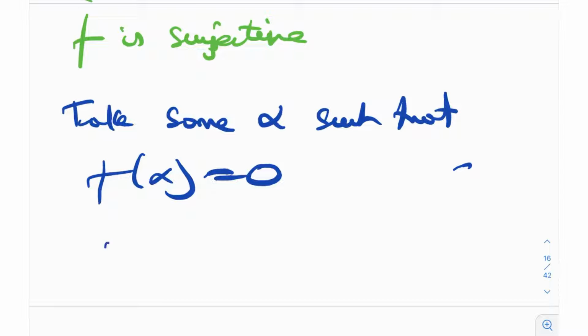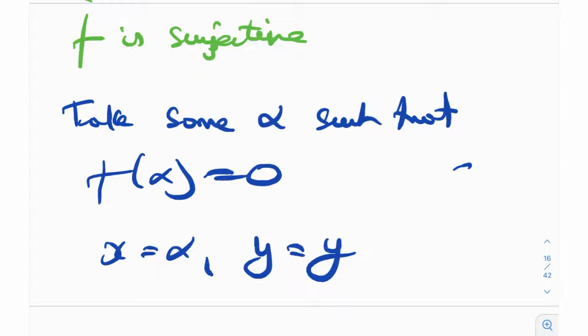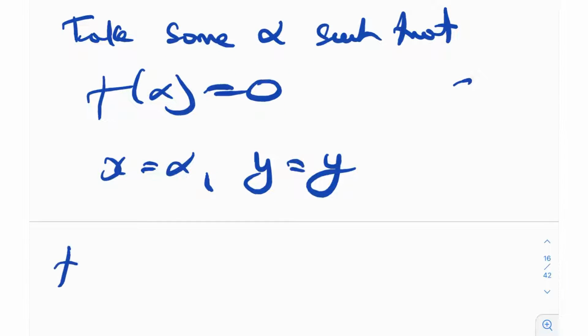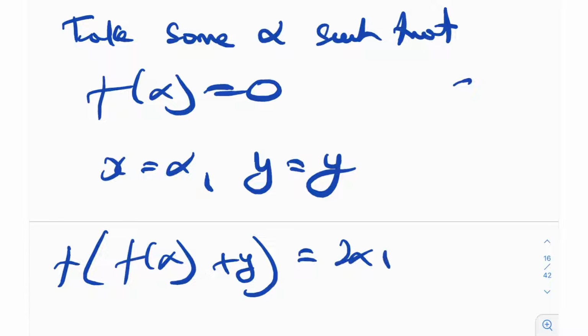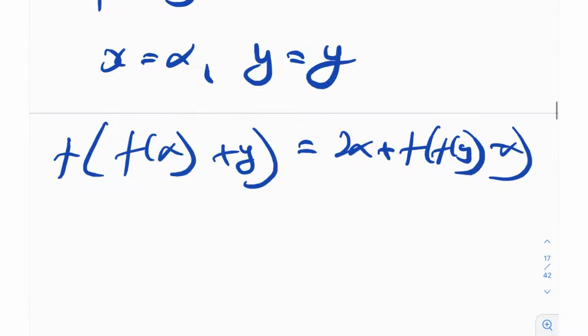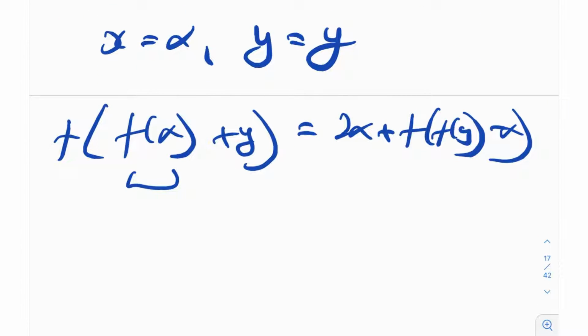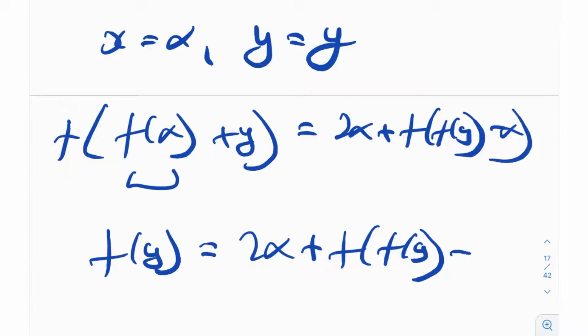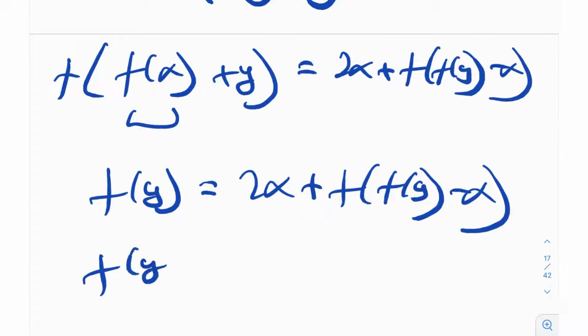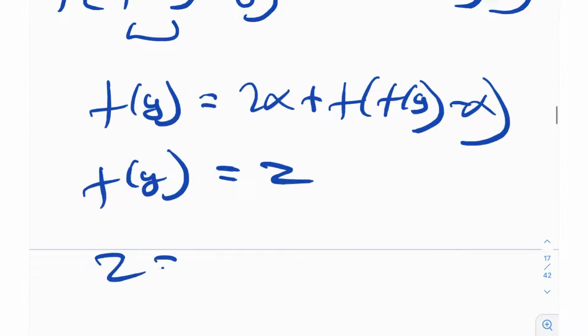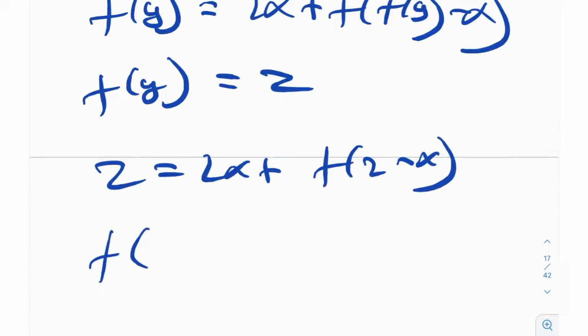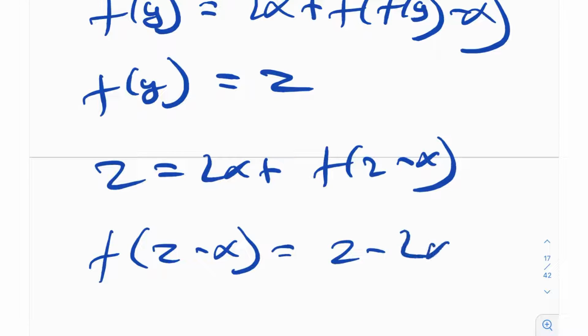So we took f of alpha is equal to 0. Now I'm just going to substitute x equals alpha and y equals y in the given functional equation. And when I do that, I'll get f of alpha plus y is equal to 2 alpha plus f of y minus alpha. Okay, that's great because f of alpha is essentially 0. So I'll get f of y is equal to 2 alpha plus f of y minus alpha. Again, I'm going to plug in f of y is equal to z. So z is equal to 2 alpha plus f of z minus alpha. And now this is really reduced to a simple functional equation. F of z minus alpha is equal to z minus 2 alpha.